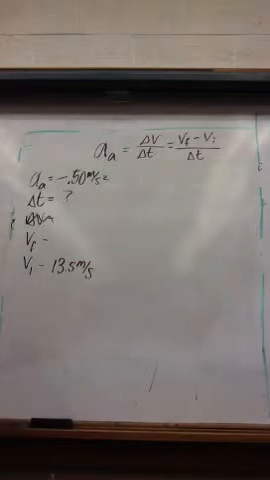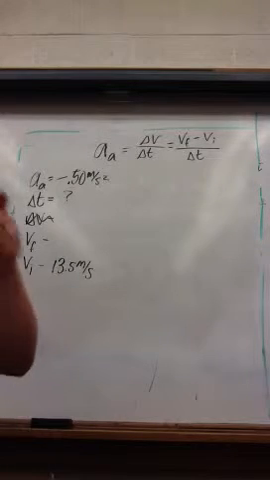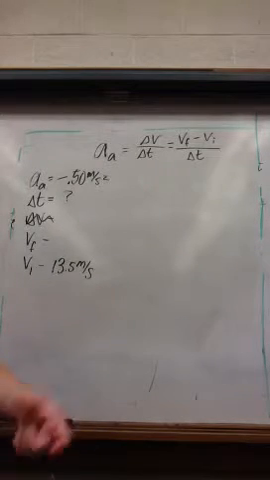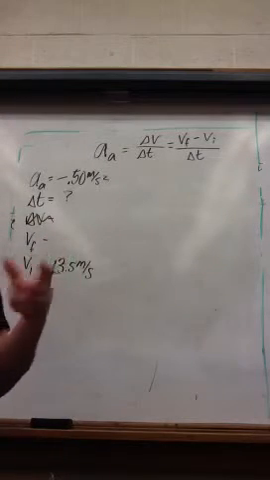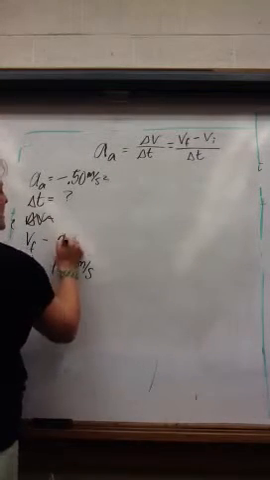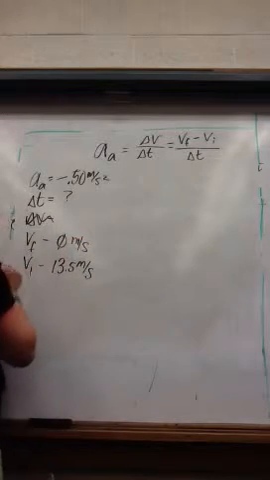Are we given a final speed? Yes, we are. Somebody in black or gray? 0. It asks us how long will it take to come to a stop. When you see the word stop or at rest, that means there's a 0 in there. So our final velocity is 0 meters per second.